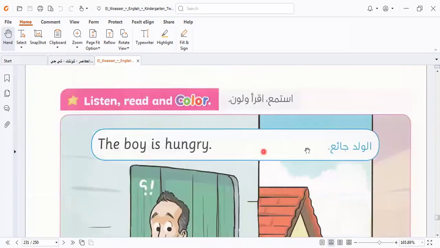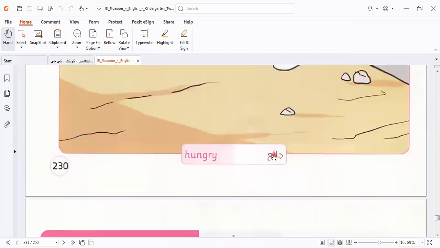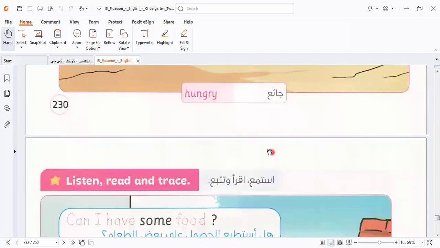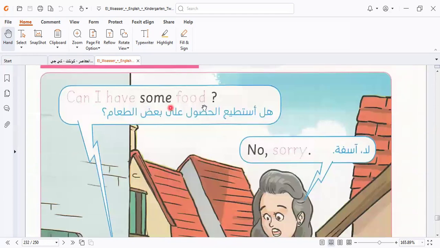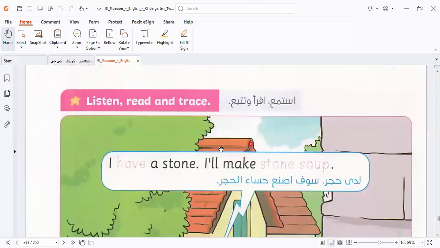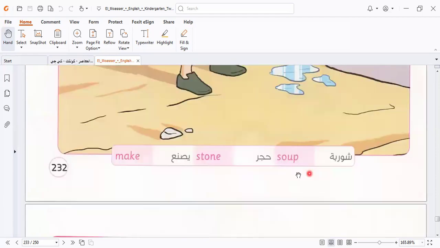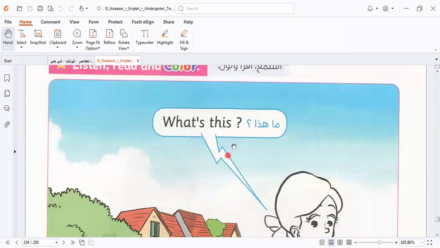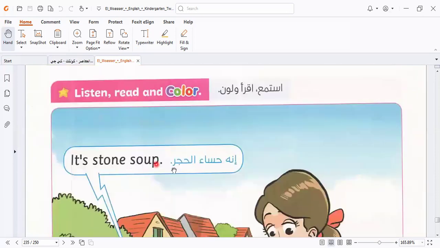The boy is hungry. What does the boy do? After he feels hungry, what is the boy doing? Can I have some food? No, sorry. I have a stone. I will make a stone soup. Can someone make a stone soup? It's difficult to do so. What is this? It's stone soup.